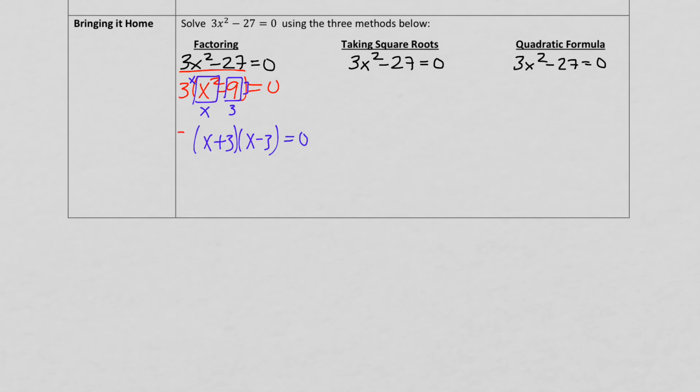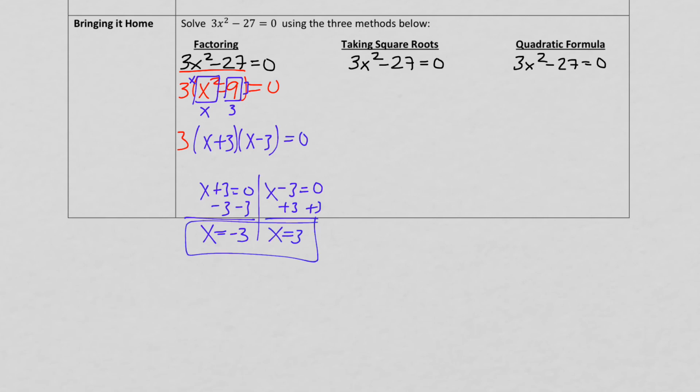So now I'm down to this form. And now to solve, notice how I can take each factor. So x plus 3, I can set it equal to 0. And I can take the other factor, x minus 3, set that equal to 0. And I can solve. So to solve this quadratic by factoring, I get x equals negative 3. And if I solve this other little equation, x equals positive 3. So those are my solutions for this quadratic.